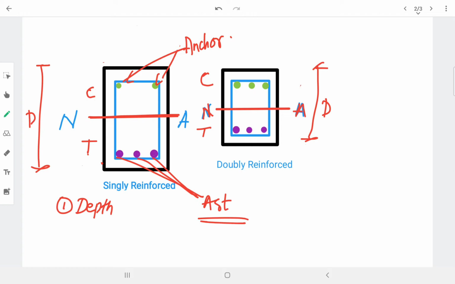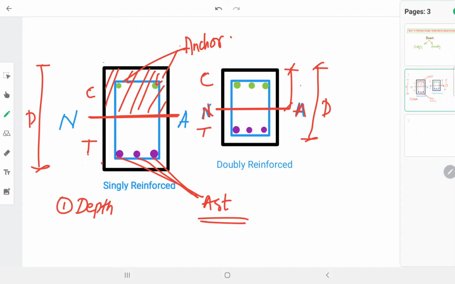Whereas what happens here, the concrete in the compression zone will carry the compressive stresses. Because of the reduction in depth, there is a chance of higher strain in the concrete. So I will give another representation. Before that, I will be drawing the stress strain diagram of a beam.